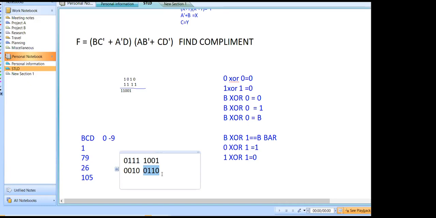See, we will perform the addition. I am adding the first bit, see. 0 plus 1 is 1. The next we will get it.